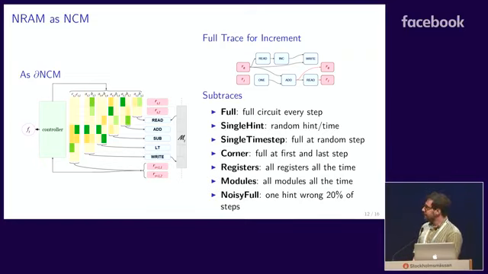In the upper right, you can see an example of one of the circuits for increment, which is a problem of taking a string of numbers and incrementing every number in the string. The subtraces that we give to it range from the full subtraces to only providing the circuit for the modules to actually giving an incorrect trace sometimes. In the noisy full subtrace, we give a wrong hint 20% of the time.